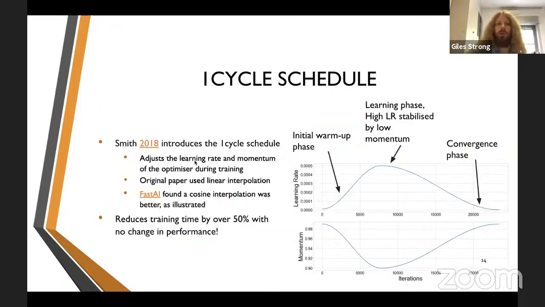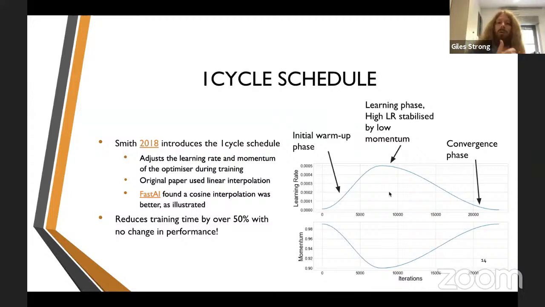So moving on to the one cycle schedule. This was introduced by Smith in 2018. It adjusts the learning rate of your optimizer throughout your training and also adjusts the momentum in the opposite direction. Basically, you start off with an initial warm-up phase where you gradually increase the learning rate. Then you reach a very high learning rate. This is where a lot of your main learning happens.